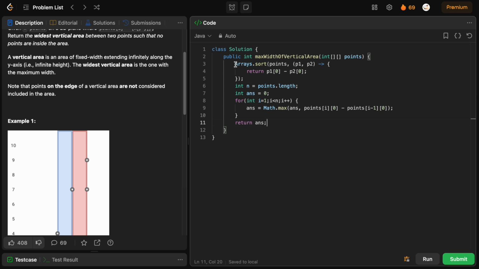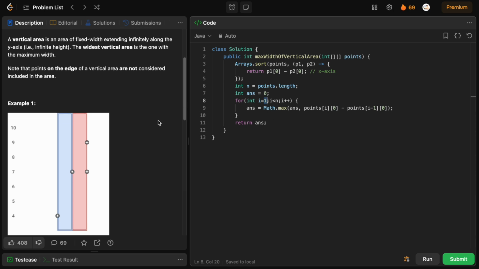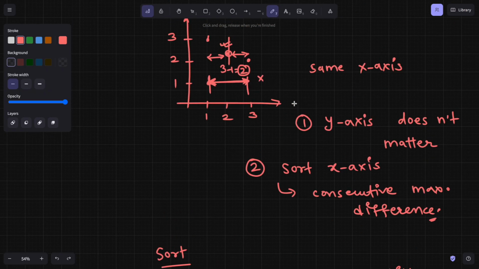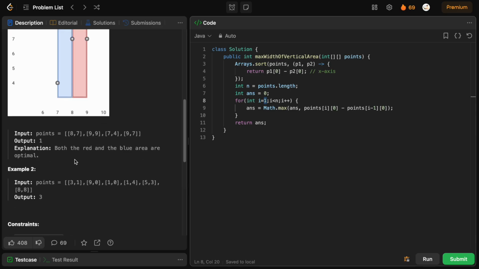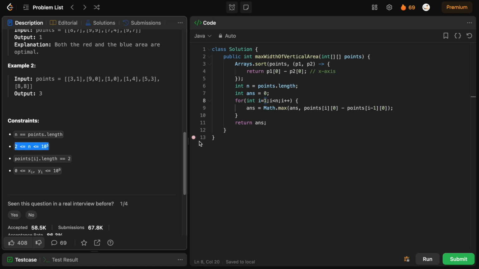So let's revisit the code. First we sort the array based on the x-axis, and then loop over the points length from i equals 1. Why am I starting from i equal to 1? Because for i equal to 0 there would be no point of comparison. If there is only one point, then my answer would be 0 obviously, because there is no other point to calculate the width. But the length is always greater than or equal to 2, so we don't need to worry about that. Now I think that is pretty much it. Let's run the code.